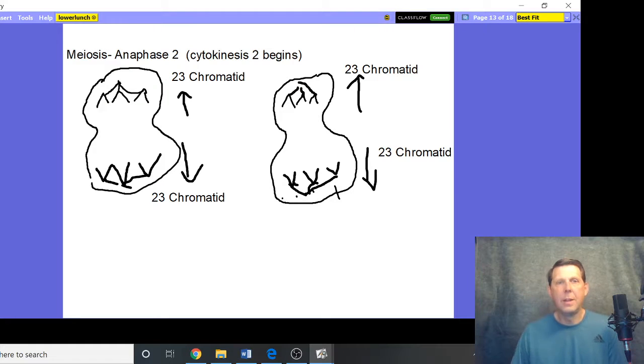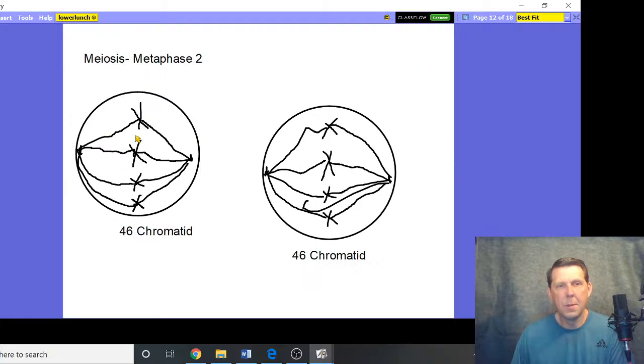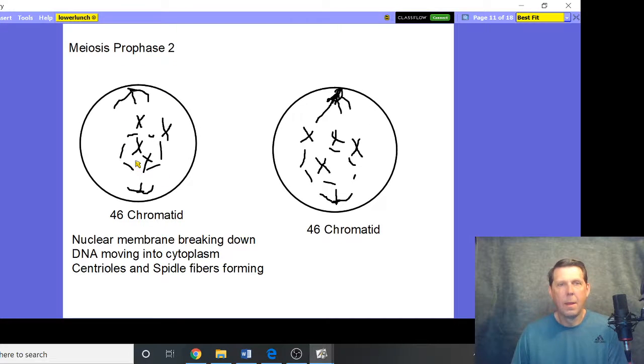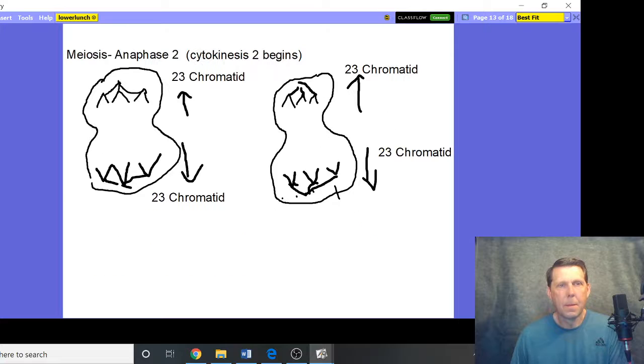Boom. Anaphase II. So those chromosomes that were in the center, there's our metaphase II, they're going to be pulled apart. The sister chromatids are going to be pulled apart. So 23 chromatids will be going this way, 23 will be going that way. 23 going that way, 23 going that way.